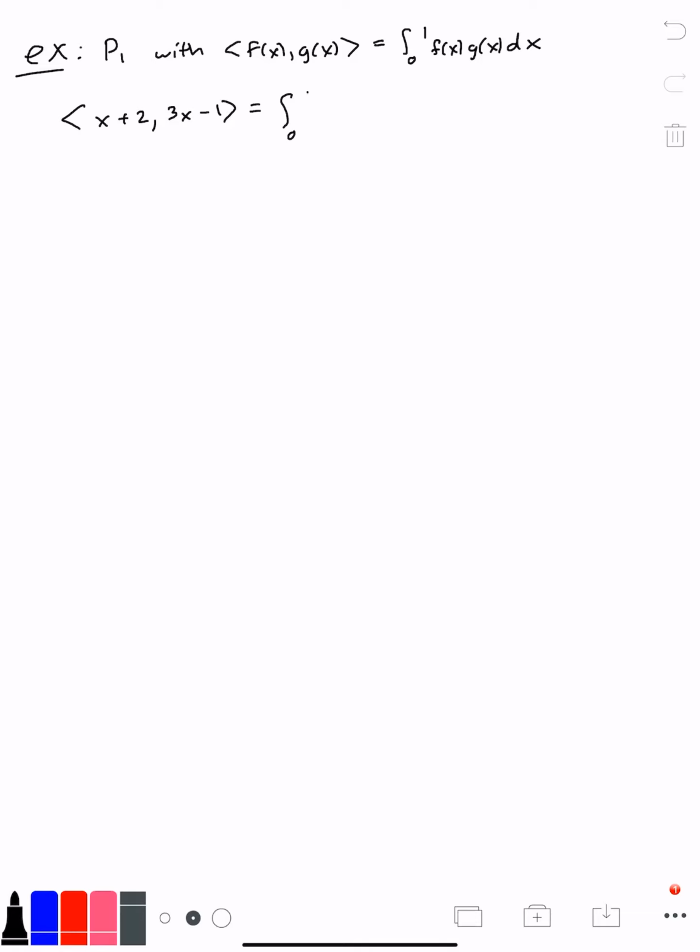So this is the integral from 0 to 1 of x plus 2 times 3x minus 1. And then we multiply this out here, 3x squared plus 5x minus 2. And then we integrate this, which is going to be x cubed plus 5 halves x squared minus 2x from 0 to 1. And we should get 3 halves. So this is showing you a different way of taking a dot product here. Of course, right now I'd like us to prove that this function satisfies the 4 conditions to be a dot product.